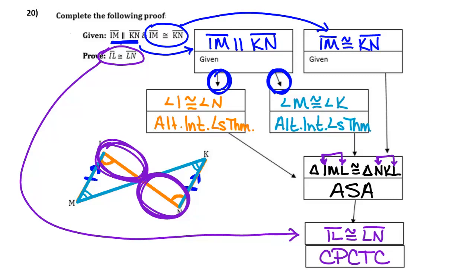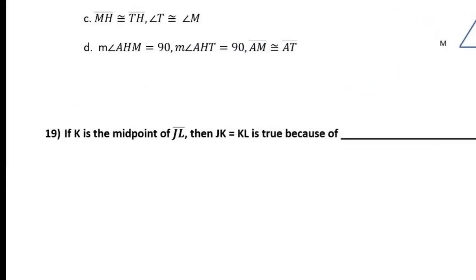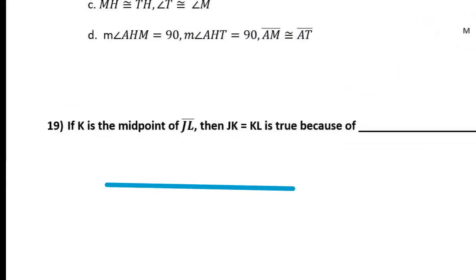All right, 3 minutes left. Let me see. Yes, I can absolutely do 19. If K is the midpoint of JL, so let's draw JL here. Here's J. Here's L. There's K. K is my midpoint.